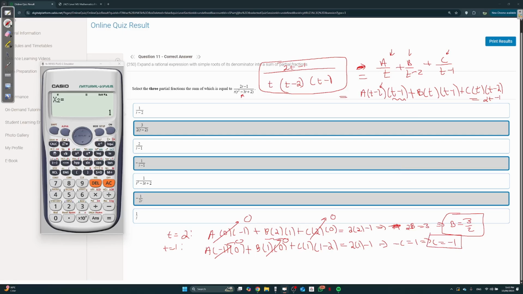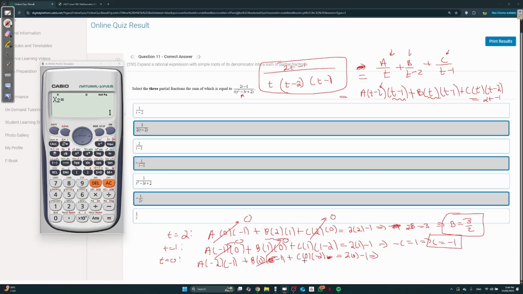Perfect. Do we have any other zeros? Some people might say no, but don't forget, how do you make the expression t zero? You can just substitute t as 0. So you're going to get A times (0 minus 2)(0 minus 1), plus B times 0 times (0 minus 1), plus C times 0 times (0 minus 2), equals 2 times 0 minus 1.